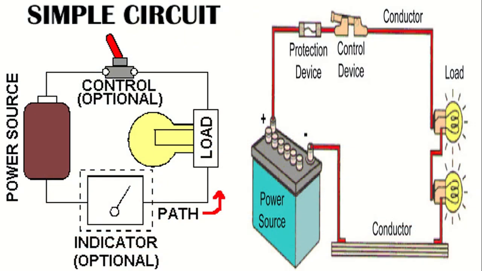Here you can see a simple circuit. A simple circuit consists of a power source, a load, conductor, an overcurrent device and a control device. Current will flow in this simple circuit if there is enough voltage present to overcome any circuit resistance. There should be enough potential difference.